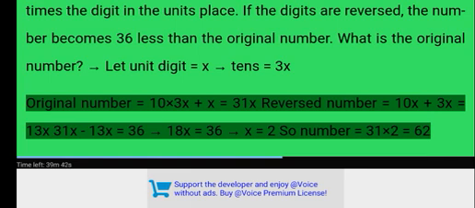Original number equals 10 times 3 plus x, which is 30 + x = 31. Reverse number equals 10x plus 3, which is 13x. Then 31x − 13x = 36, so 18x = 36, so x equals 2. So the number equals 31 times 2, which equals 62.